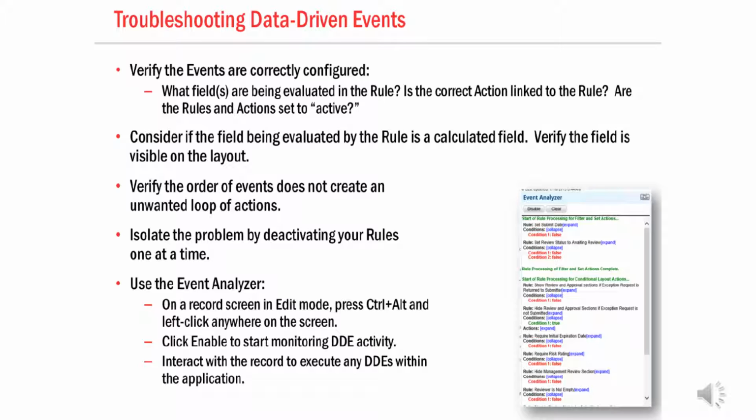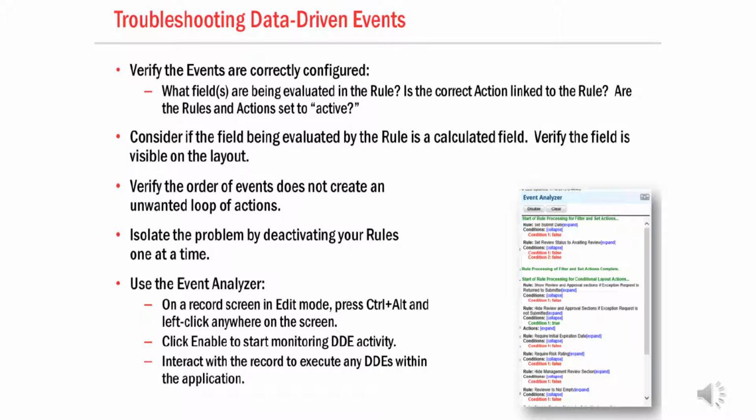Also, verify that the rule field is visible on the application layout. If the user cannot interact with the field, he cannot change the field to meet the rule's criteria, and therefore cannot trigger the action. Verify the order of events does not create an unwanted loop of actions. If field A is used in a rule that is linked to an action that changes the value in field A, your users will be caught in an unwanted loop. Isolate the problem by deactivating your rules one at a time. Once you have identified the problematic rule or action, you can focus your troubleshooting appropriately.